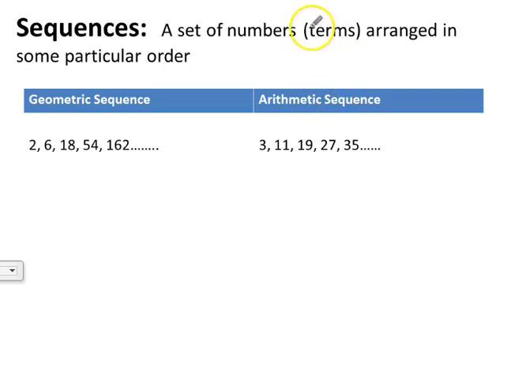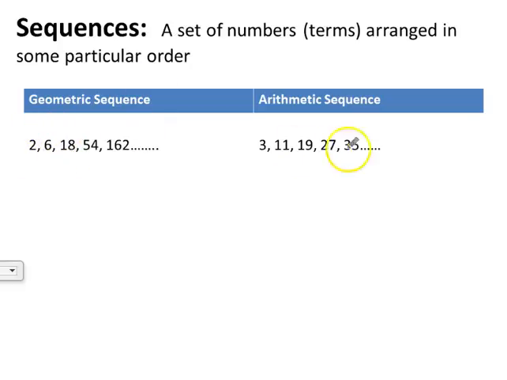So patterns can come in the form of sequences, and sequences are just a set of numbers, and we refer to each number in the sequence as terms, and the numbers are arranged in a particular order that makes it a sequence. So there's 2 types of sequences that we're going to focus on this week. The first one is a geometric sequence that we have already studied, so this is something we should be familiar with, and an arithmetic sequence, which is something that's going to be new to us.